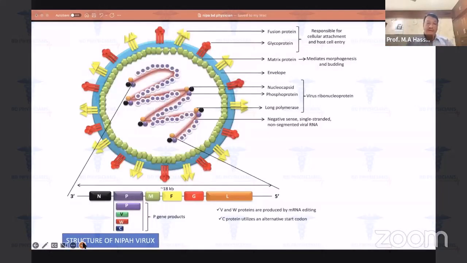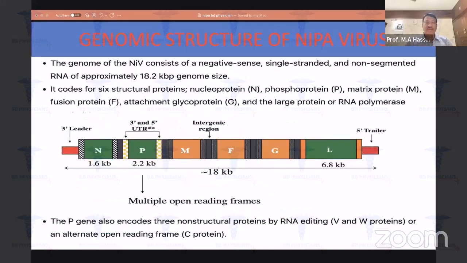This is the structure of the Nipah virus. If we know the structure and genomic structure of the virus, then a vaccine to prevent this disease is possible. There are 4 layers of proteins. One is the envelope protein, another is the matrix protein, and inside that there is a ribonucleoprotein. Different proteins are embedded in the different layers, which have different functions. Some are for attachment and host cell entry, some mediate morphogenesis and budding, and some produce different pathological changes in our body. If we look at the genomic structure, there are 6 structural proteins, and it is very important to produce a vaccine against the Nipah virus. I am not going into details of the virus structure. It is a single-strand, non-segmented RNA, about 18 kilobases in size.